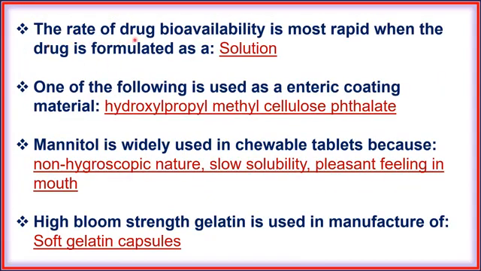Next, the rate of drug bioavailability is most rapid when the drug is formulated as solution. Next, one of the following is used as enteric coating material: hydroxypropyl methyl cellulose phthalate. Next, mannitol is widely used in chewable tablets because non-hygroscopic, slow solubility and pleasant feeling in mouth. Next, high bloom strength gelatin is used in manufacture of soft gelatin capsules.